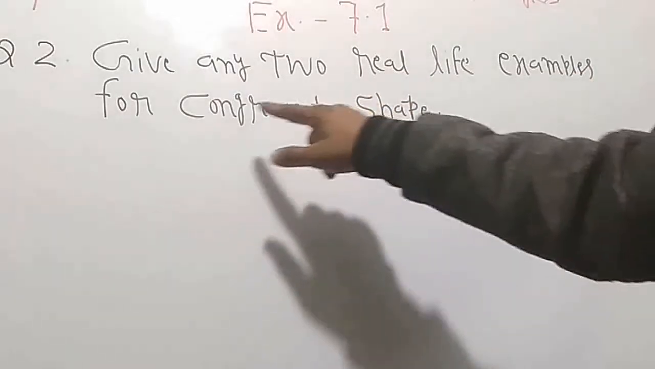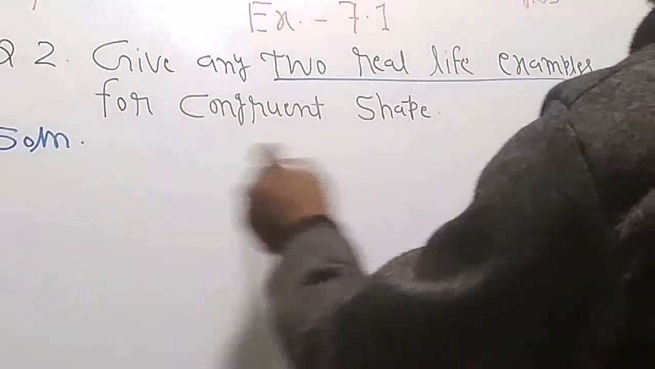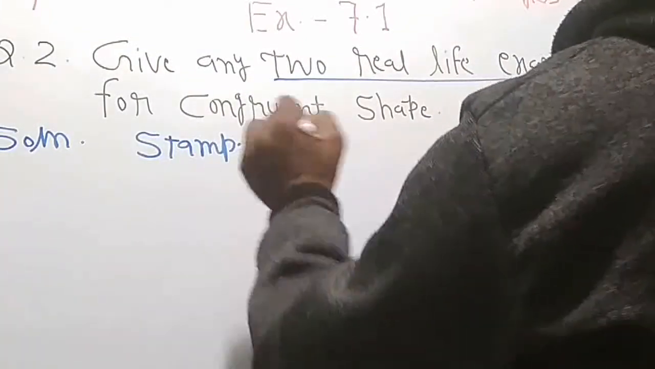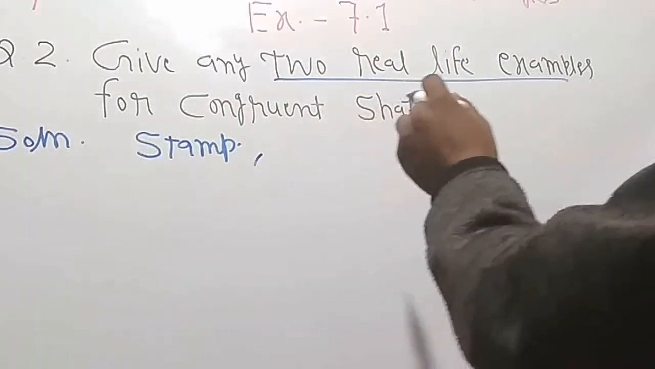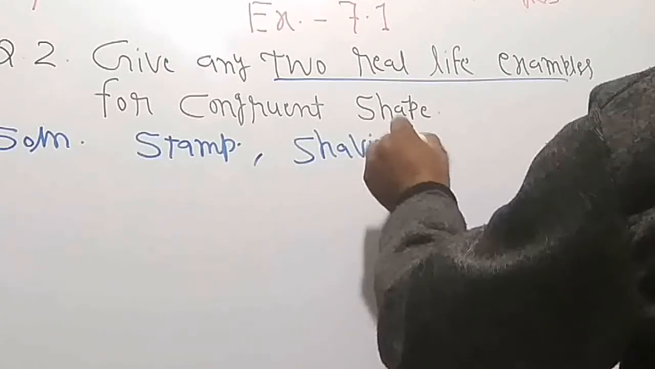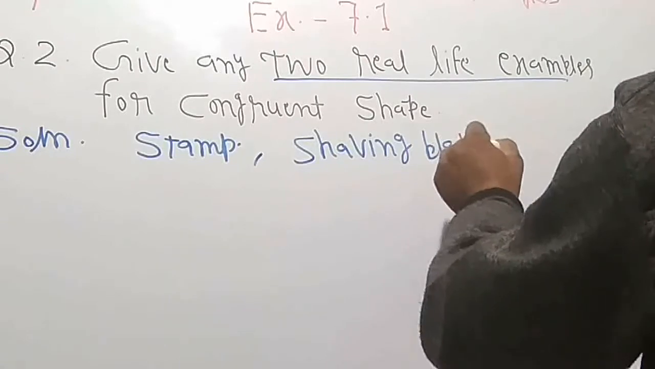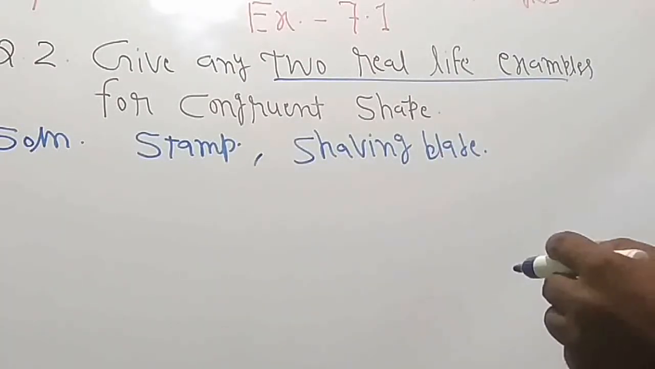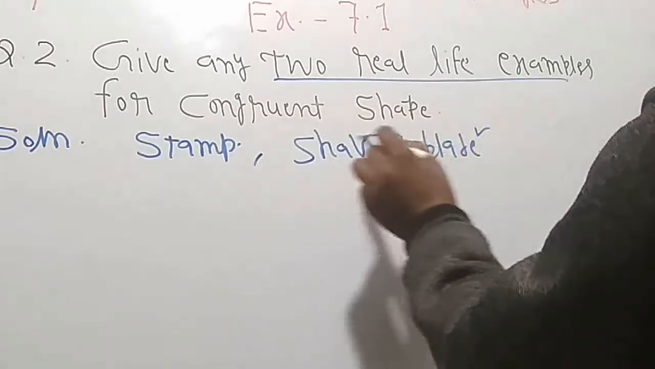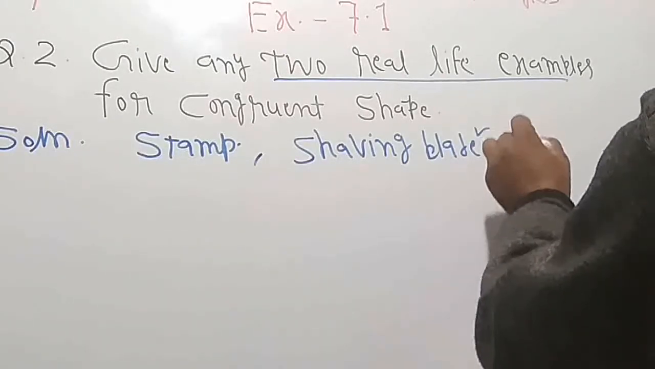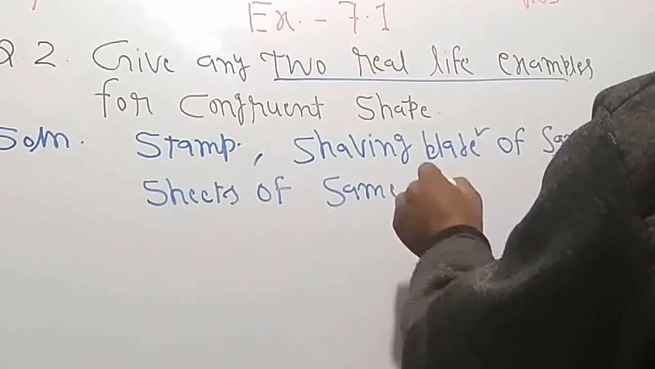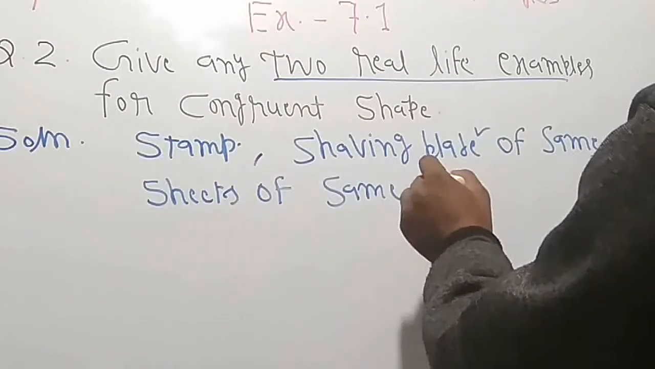Two real life examples for congruent shape are, the first one is stamp, the next one is shaving blade, because they have the same shape and size. If they are the shaving blade of same letter pad.